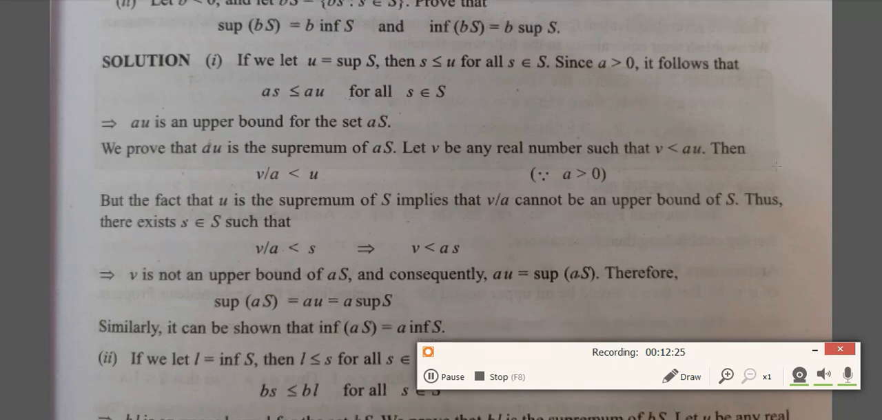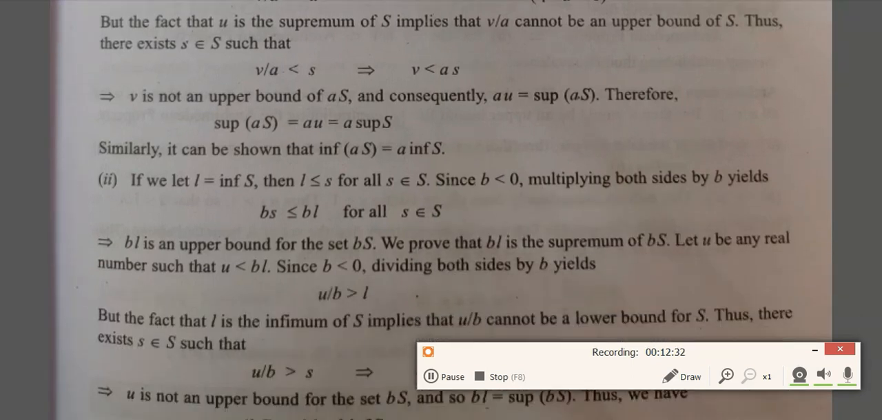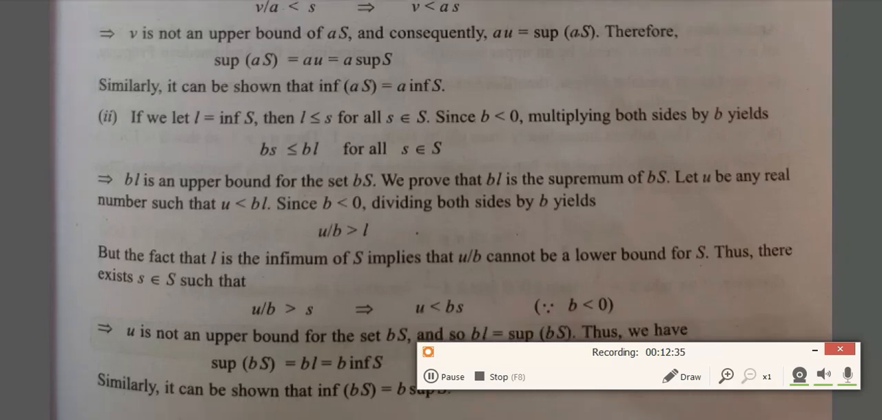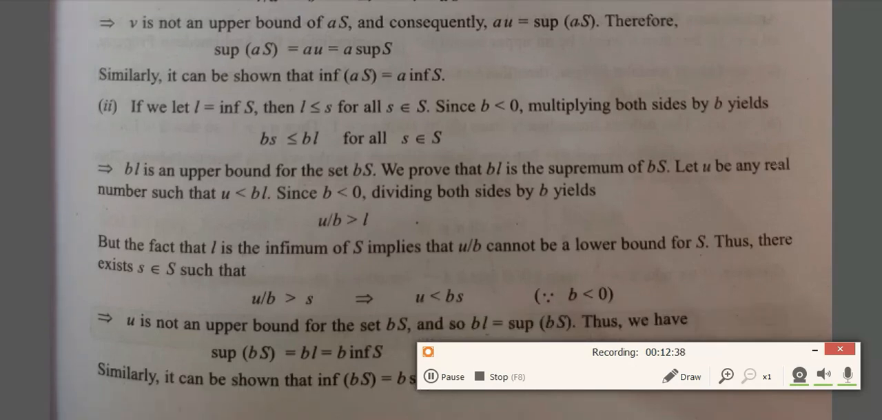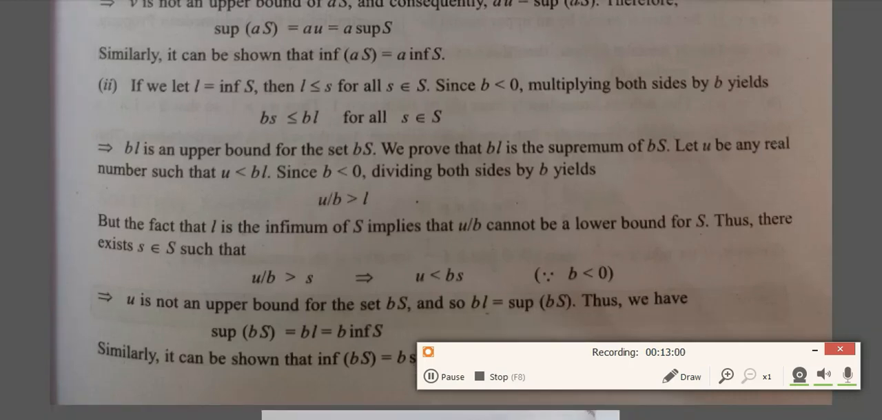Similarly we can show this for infimum. Now let us see for negative numbers. If we let l equal the infimum of S, then l is less than or equal to s for every s in S. Since b is negative, multiplying will give you bs is less than or equal to bl. So now bl is an upper bound for this set bS. We will prove that this bl is the supremum for bS. So let u be any real number such that u is less than bl. Since b is negative, divide both sides by b. The sign will change. We will get u by b is greater than l.